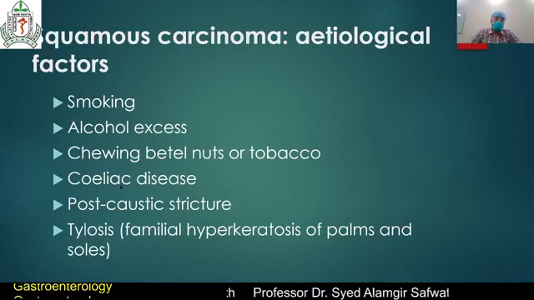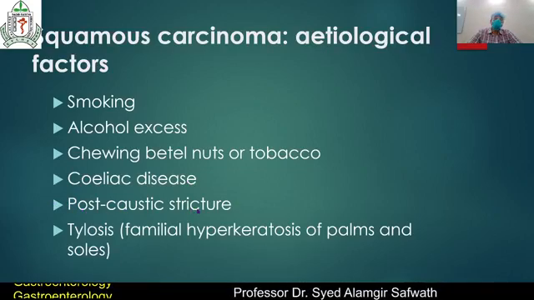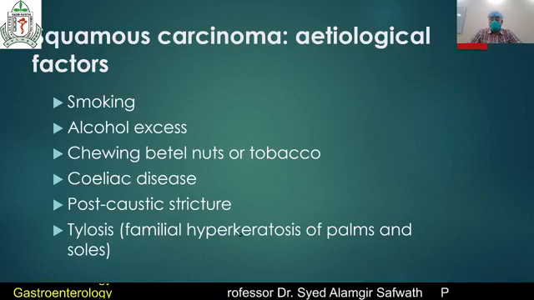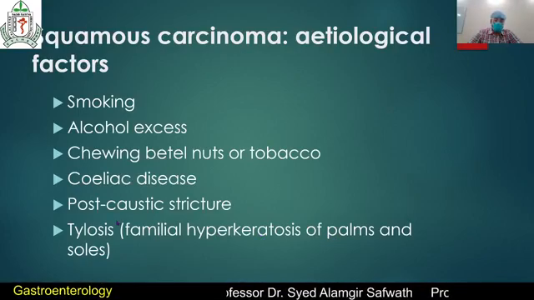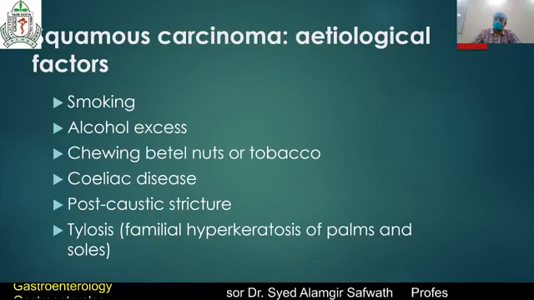There are some others: it has an association with celiac disease, with post-caustic stricture of the esophagus, and also with tylosis. Tylosis is a familial hyperkeratosis of palms and soles. It is known as tylosis. So these are the etiological factors for the development of squamous cell carcinoma of the esophagus.